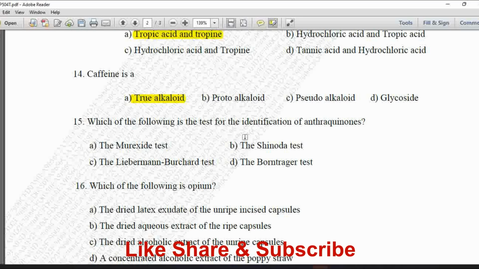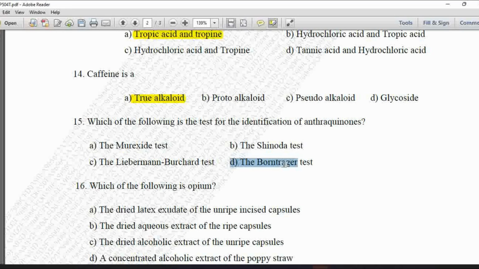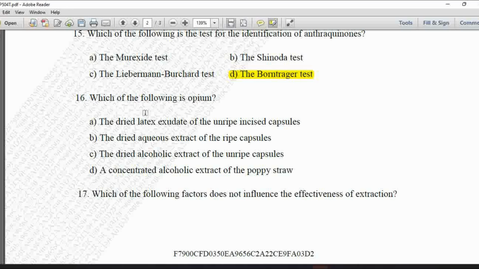Next MCQ, which of the following is the test for the identification of anthraquinones? Option A is Murexide test, B is Shinoda test, C is Liebermann-Burchard test, and D is the Borntrager test. So the test which is used for the identification of anthraquinones is Borntrager test. So option D is correct.